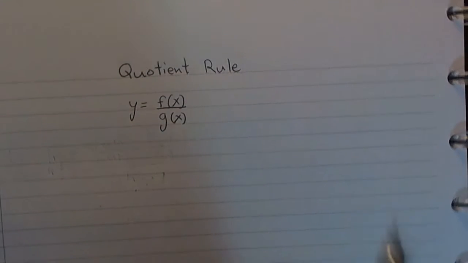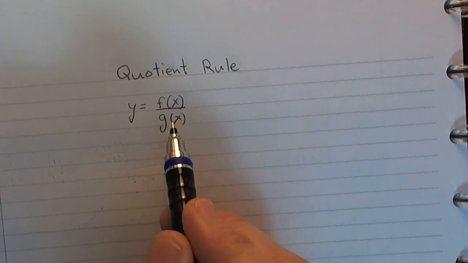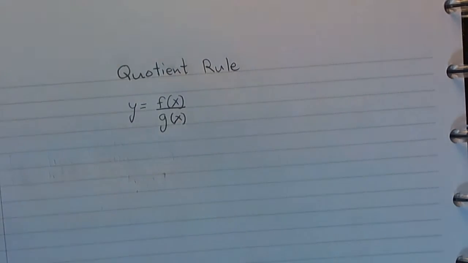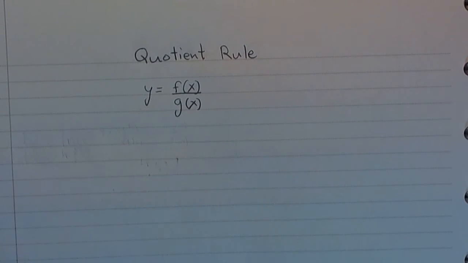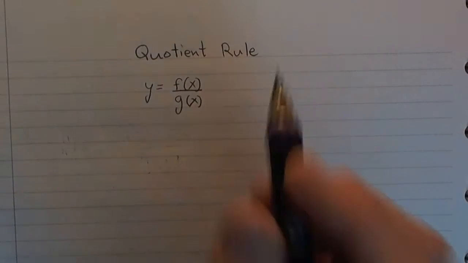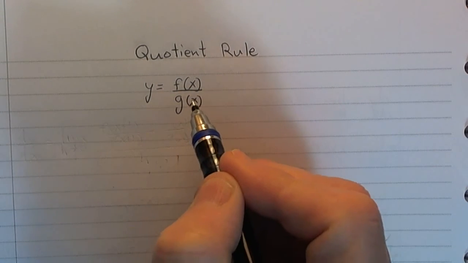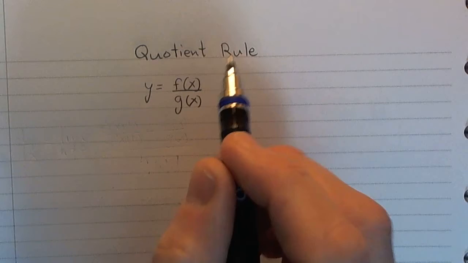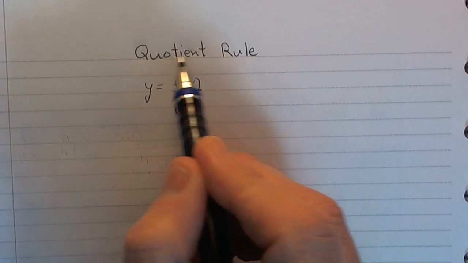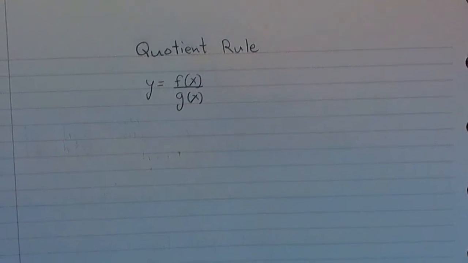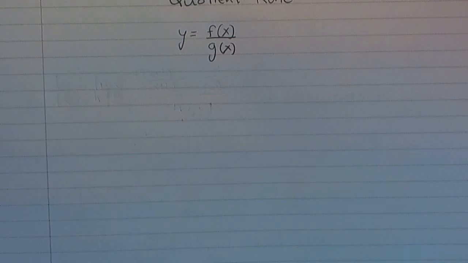So we want to find the derivative of a quotient of functions like this. If y equals f of x over g of x, we want to find dy dx. And we can't just say this is the derivative of the top over the derivative of the bottom. It's not like a sum or a difference. What we need is a quotient rule. So let's see if we can find us a quotient rule.